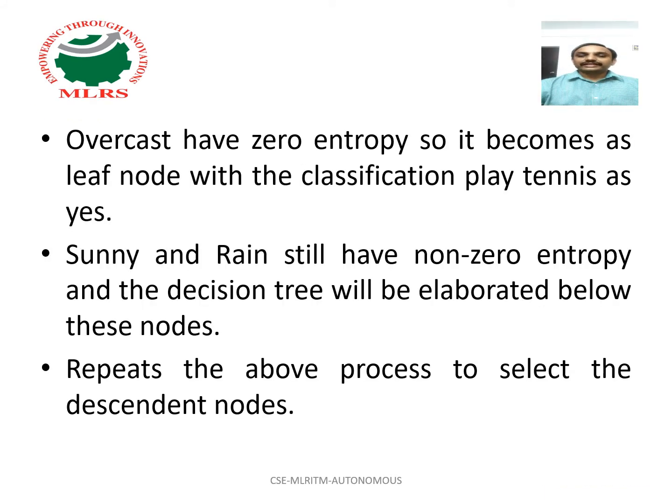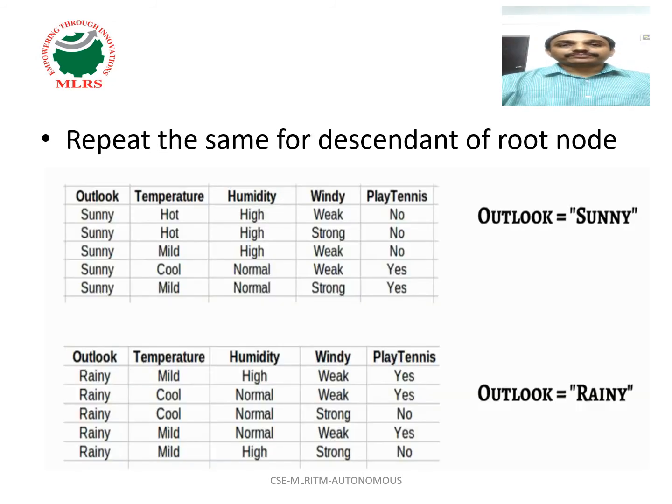In other words, overcast has zero entropy, so it becomes a leaf node with the classification play tennis as yes. The remaining two values, sunny and rain, still have non-zero entropy, and the decision tree will be elaborated on these nodes. We have to repeat the above process to get the descendant nodes. Here we have to repeat the same process to get the descendants of the root node.